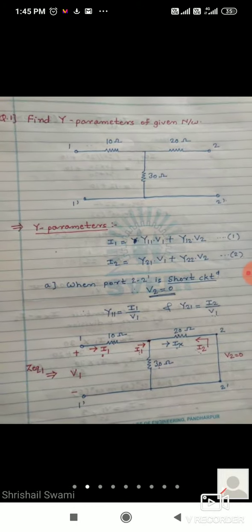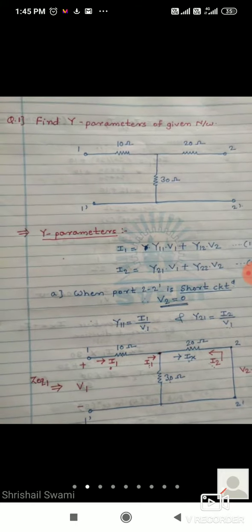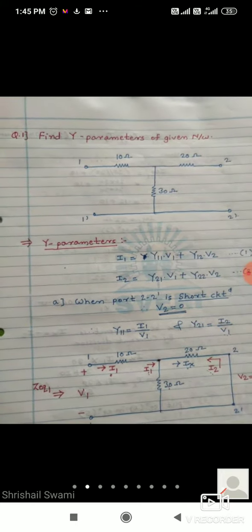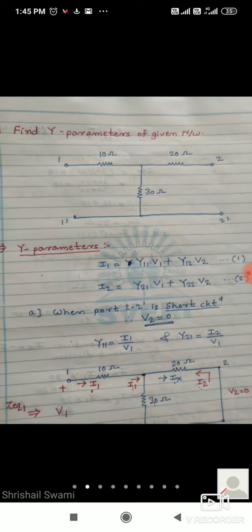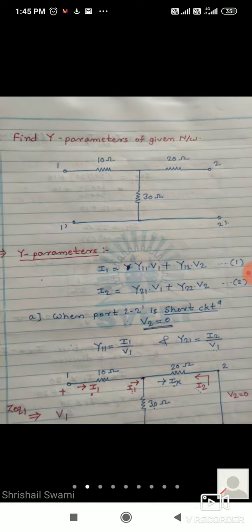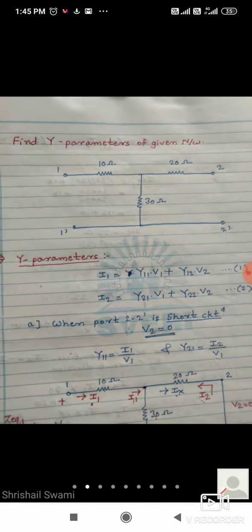In the last lecture, we discussed the theoretical part of Y parameters, how to get the Y parameters, and what we mean by Y parameters. That part we have completed. So, in this lecture, we are starting to find the Y parameters of a given network. We are solving the problem.